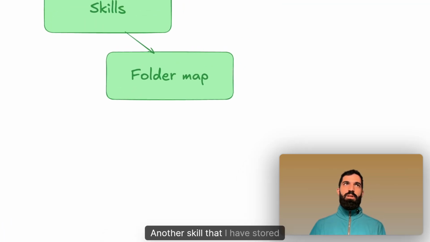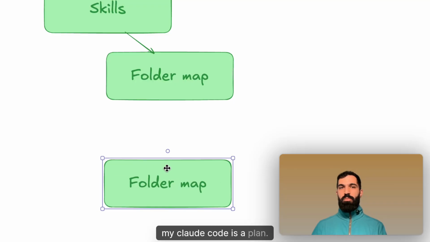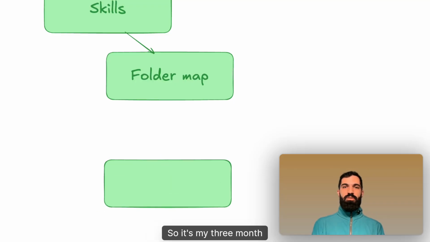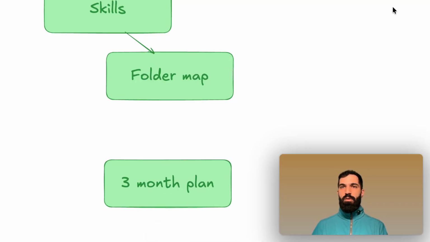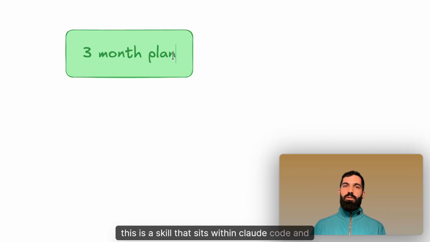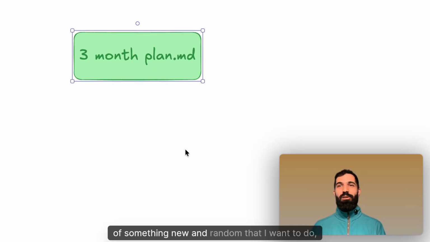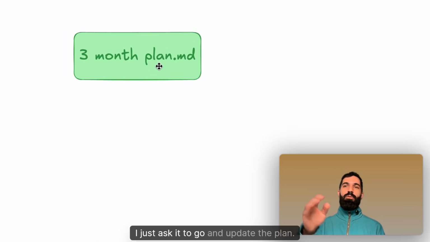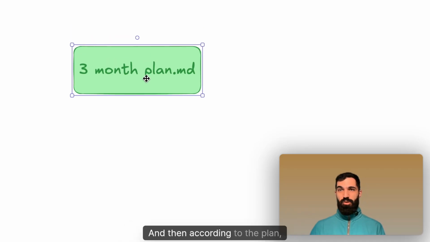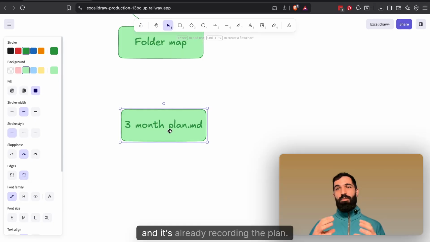Another skill that I have stored in my Claude Code is a plan. So it's my 3-month plan. You can have a 3-month plan, a yearly plan, whatever works for you. But essentially, this is a skill that sits within Claude Code. And whenever I'm going to make a decision, or I think of something new and random that I want to do, I just ask it to go and update the plan. And then according to the plan, when I want to make a website or when I want to vibe code an app, it's already recorded in the plan.